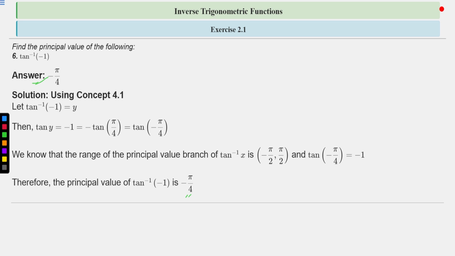So for this question, the principal value will be minus pi by 4, right? Any doubt? If you have any doubt, then you can ask. Okay, let us move to the next question.